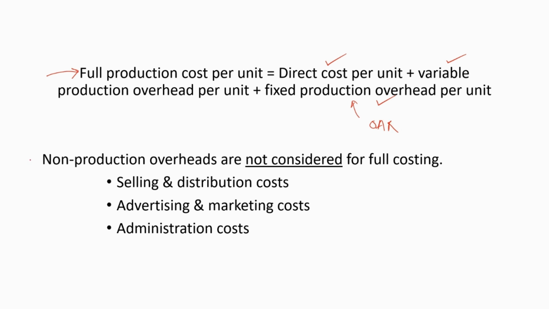As we discussed earlier, non-production overheads are not considered for full costing. These are the common non-production costs in businesses: selling and distribution, advertising and marketing, administration costs. These are non-production overheads, so we do not consider these costs under full costing because we only consider the production costs, which can be either variable or fixed.